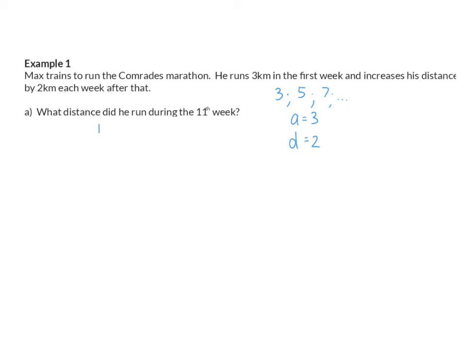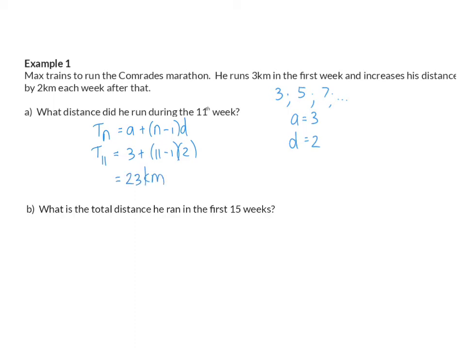So we're going to use the Tn formula. In this formula, we want the term 11. So a is 3. It will be 11 minus 1 multiplied by 2. And that means that in the 11th week, he ran 23 kilometers.